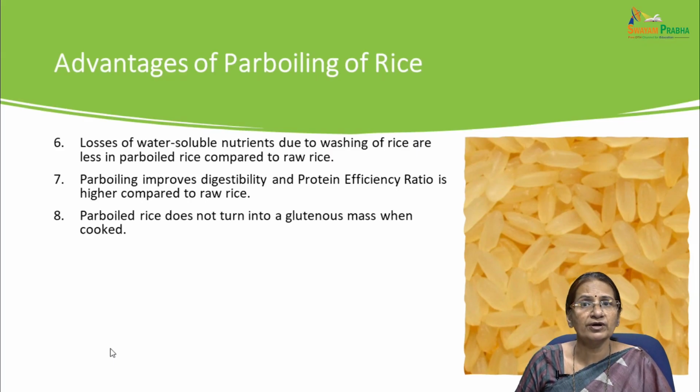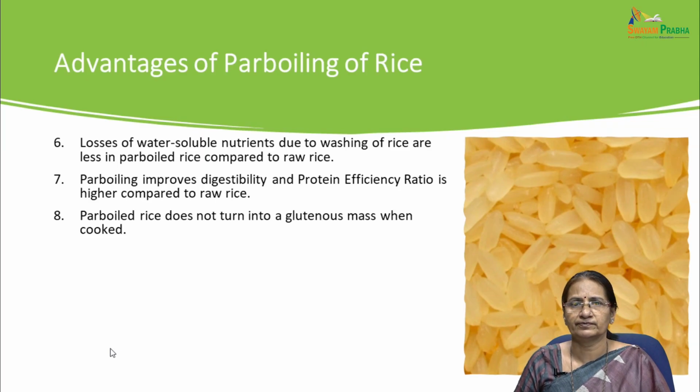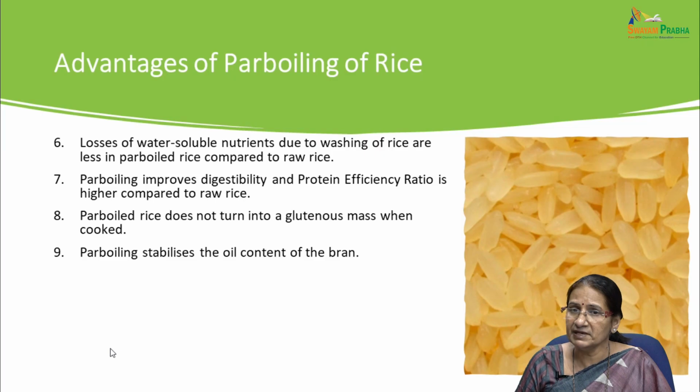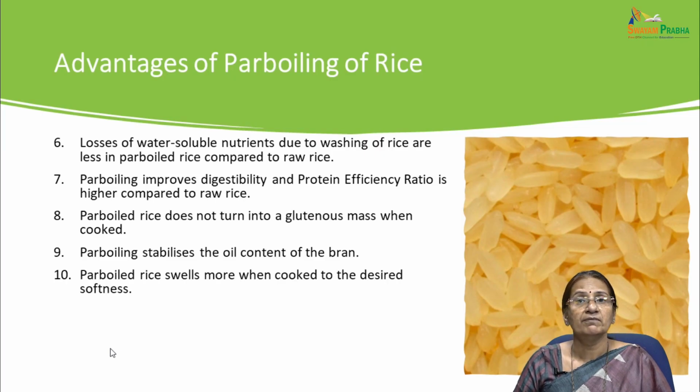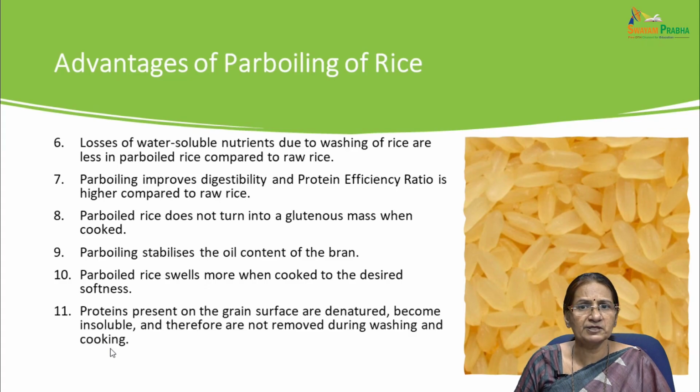Parboiled rice does not turn into a glutinous mass when cooked. Parboiling stabilizes the oil content of the bran. Parboiled rice swells more when cooked to the desired softness. Proteins present on the grain surface are denatured, become insoluble and therefore are not removed during washing and cooking.